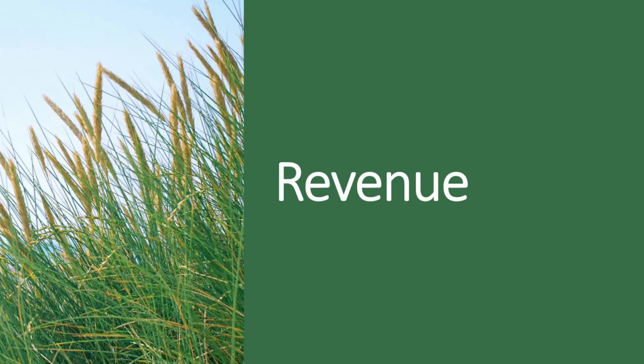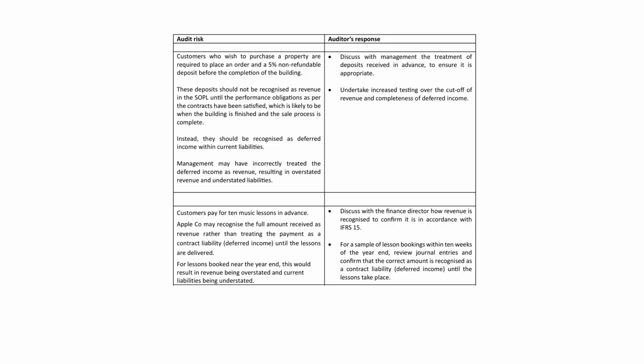Moving on from detection risk, now we're looking at revenue, which is a class of transaction. So we're looking at revenue for the year. Now, there are different ways this can be tested, but something that you need to keep in mind is revenue is normally going to be at a risk of overstatement. So the client would normally want to recognize revenue early, leading to a higher revenue for the year.